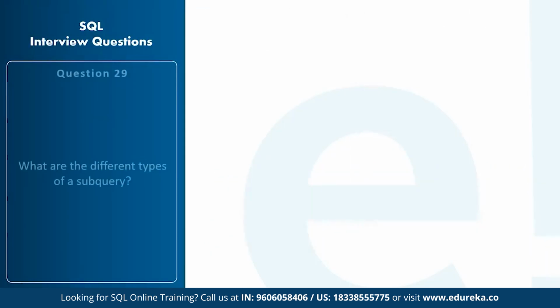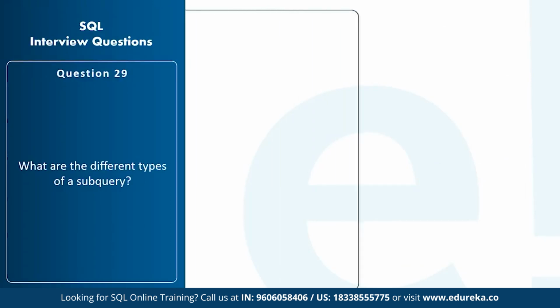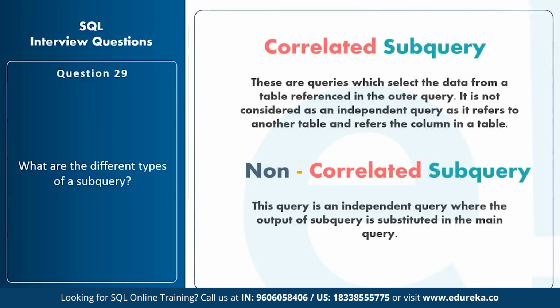Now let's move forward to our next question: what are the different types of subquery? There are mainly 2 types of subqueries, the correlated and the non-correlated subquery. Correlated subqueries are those queries which select data from a table referenced in the outer query. It is not considered an independent query, as it refers to another table and refers to a column in a table. The non-correlated subquery is an independent query where the output of the subquery is substituted in the main query.